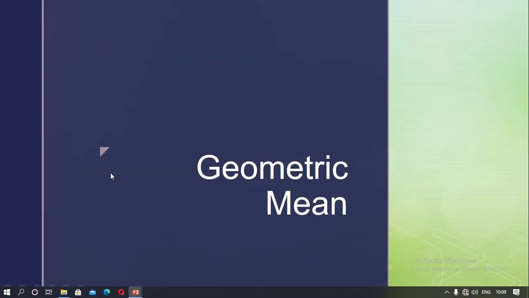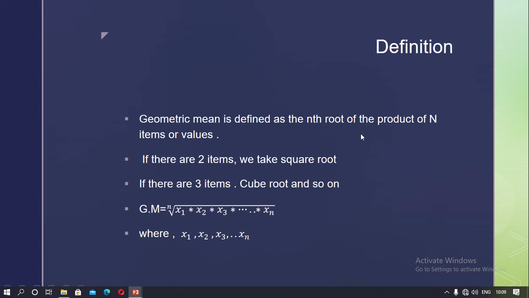Now let's study geometric mean. Geometric mean is defined as the nth root of the product of n items or values. If there are two items, we take the square root of the product of the observations. If there are three items, we take the cube root of that product, and so on. So if we have n items, the geometric mean, usually denoted by GM, is the nth root of the product of all the items that are given.